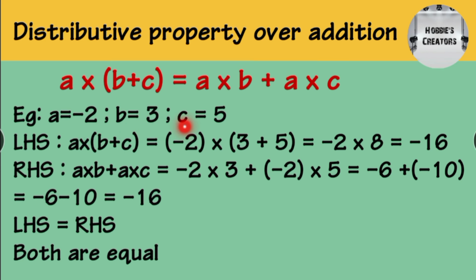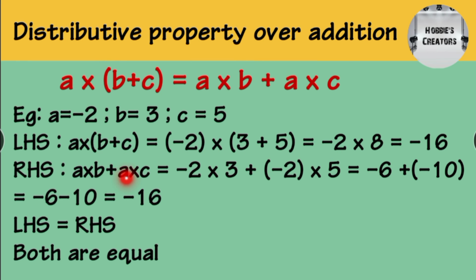So we can first do LHS. So a multiplied by b plus c. So a here is minus 2 and b is 3, c is 5. So minus 2 into 3 plus 5. So minus 2 into 8. 8 2s are 16, so minus 16. LHS is minus 16.